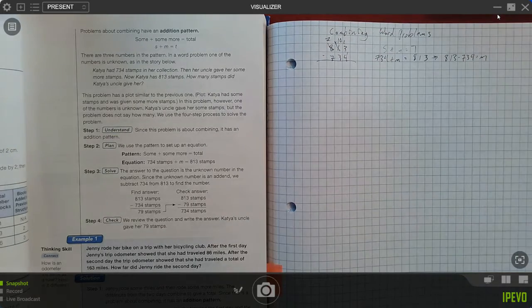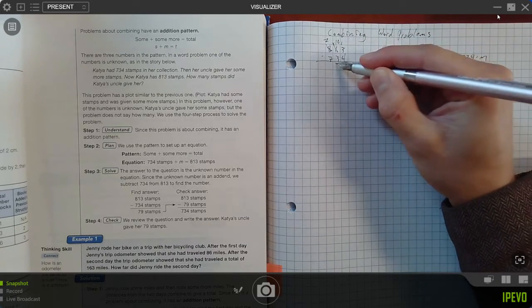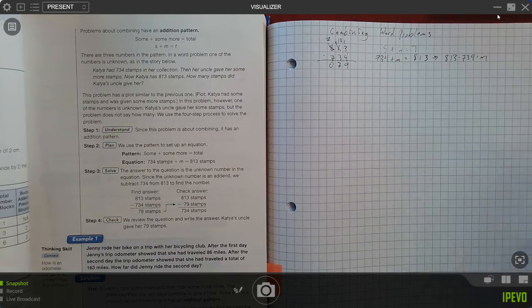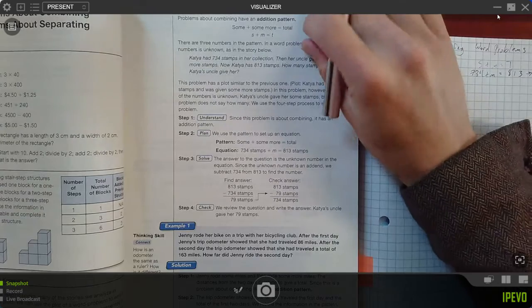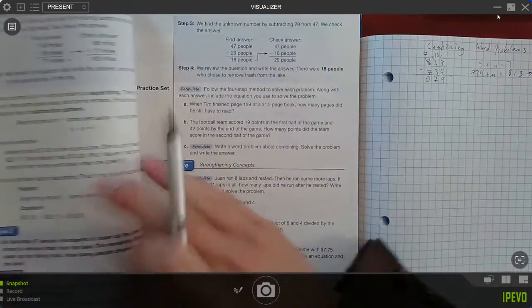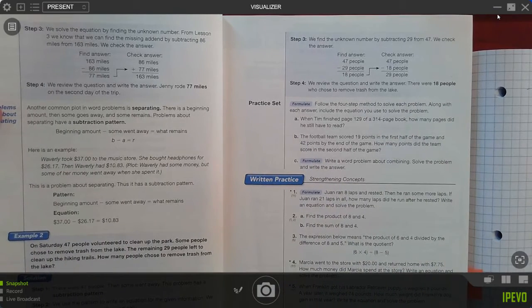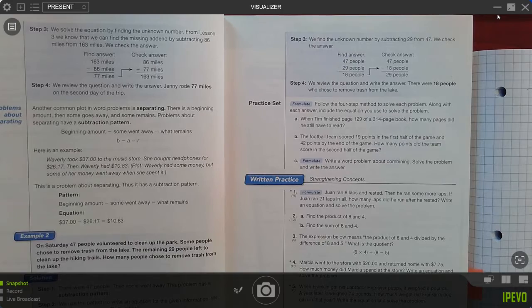So, do our math. He gave her 79 stamps. Okay. You can follow it through that way as well. And it basically continues that way. Like there's not a lot of difference from here.